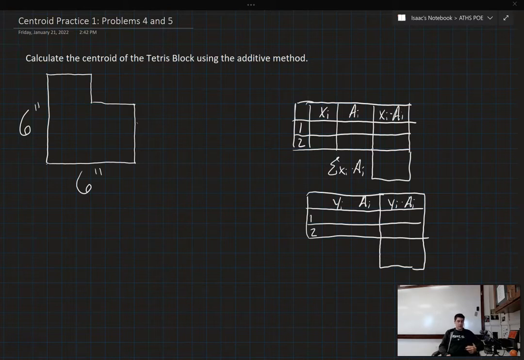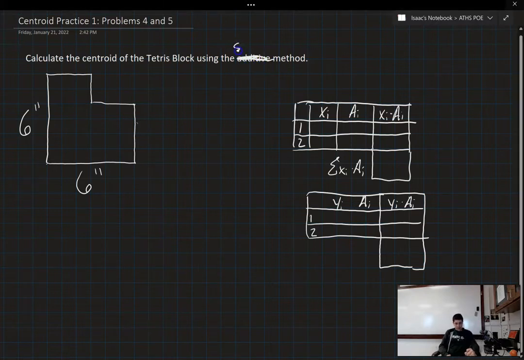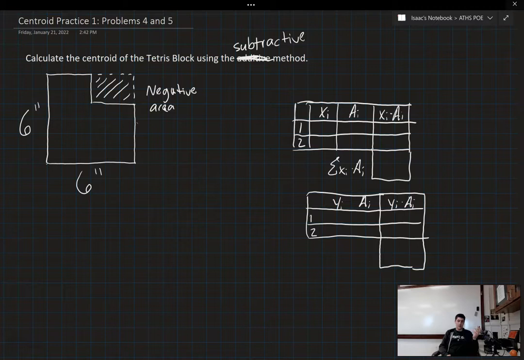So we've got the Tetris block, and this time we're going to be using the subtractive method instead of the additive. With the subtractive method, our first shape is going to be this total 6" by 6" block. And this highlighted shape here is actually a negative area. So we'll still do the math the same way, but anything that's associated with the area of that shape is going to be negative.